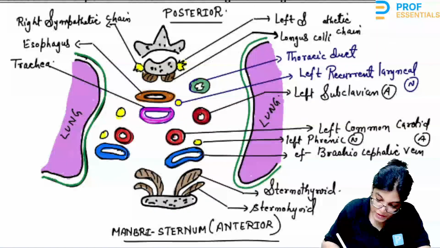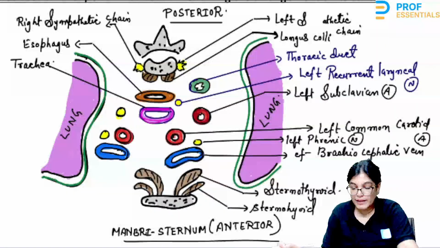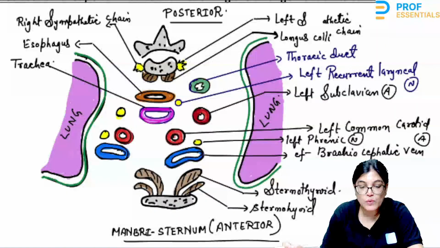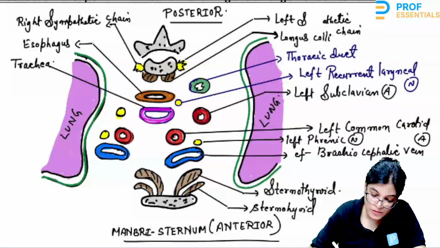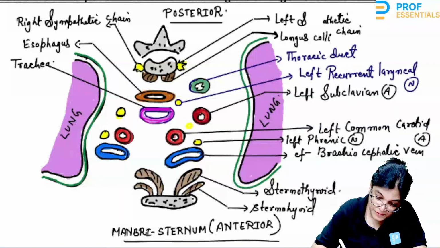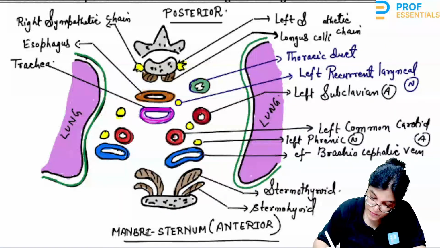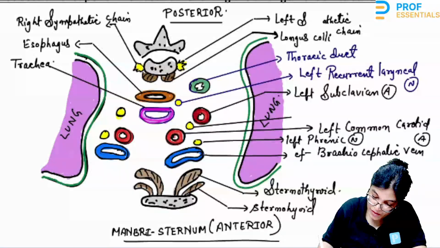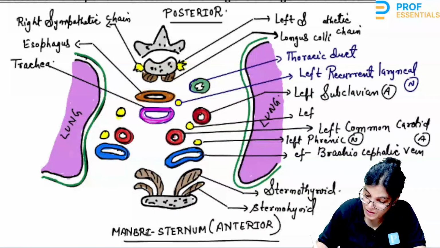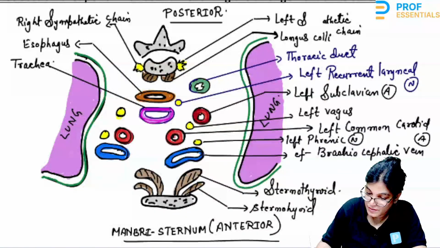Actually, if you want, you can highlight it more. So on the left hand side, left recurrent laryngeal nerve, left phrenic nerve, I have already shown you. And left vagus. Okay. And we will also have one more nerve on the left hand side. What is that? That is the left vagus nerve. This is the left vagus nerve.